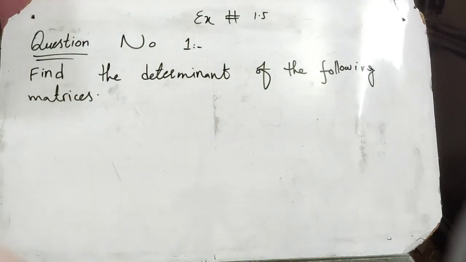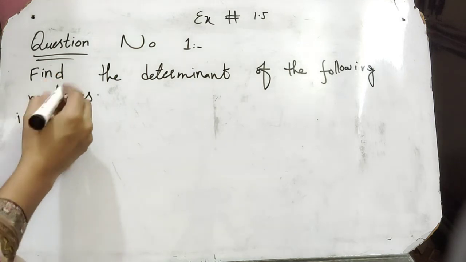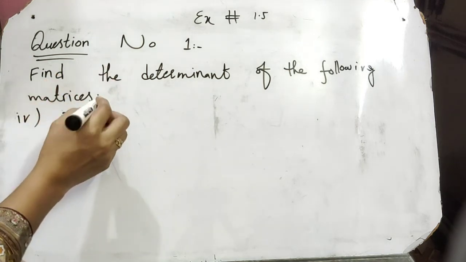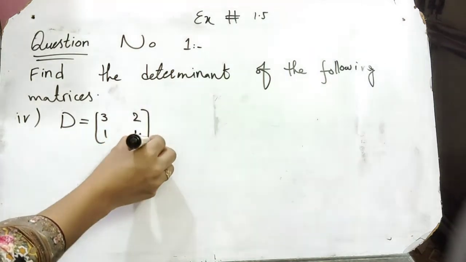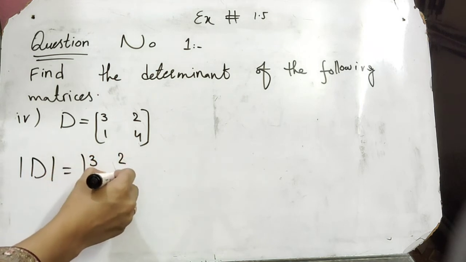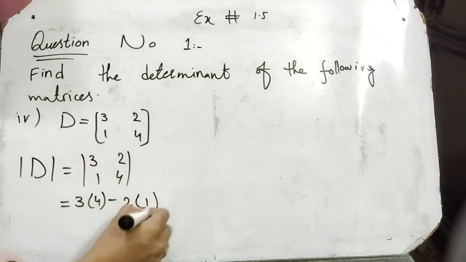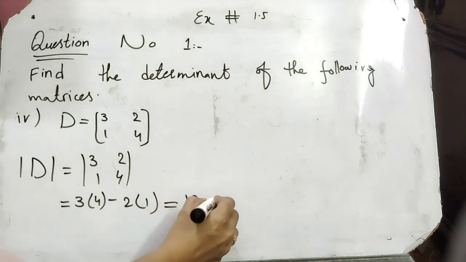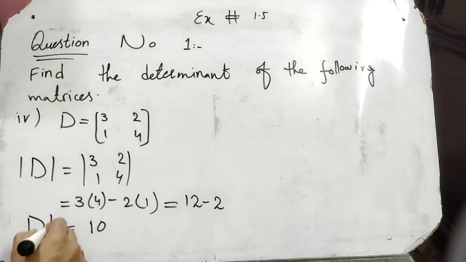Now solve the last part. The fourth part is D equals 3, 1, 2 and 4, and the determinant of D is equal to 3, 1, 2 and 4, which is equal to 3 multiplied by 4 minus 2 multiplied by 1, which is equal to 12 minus 2, and it is equal to 10. So we can say that the determinant of D is equal to 10. This is the answer of the fourth part, and question number 1 is complete.